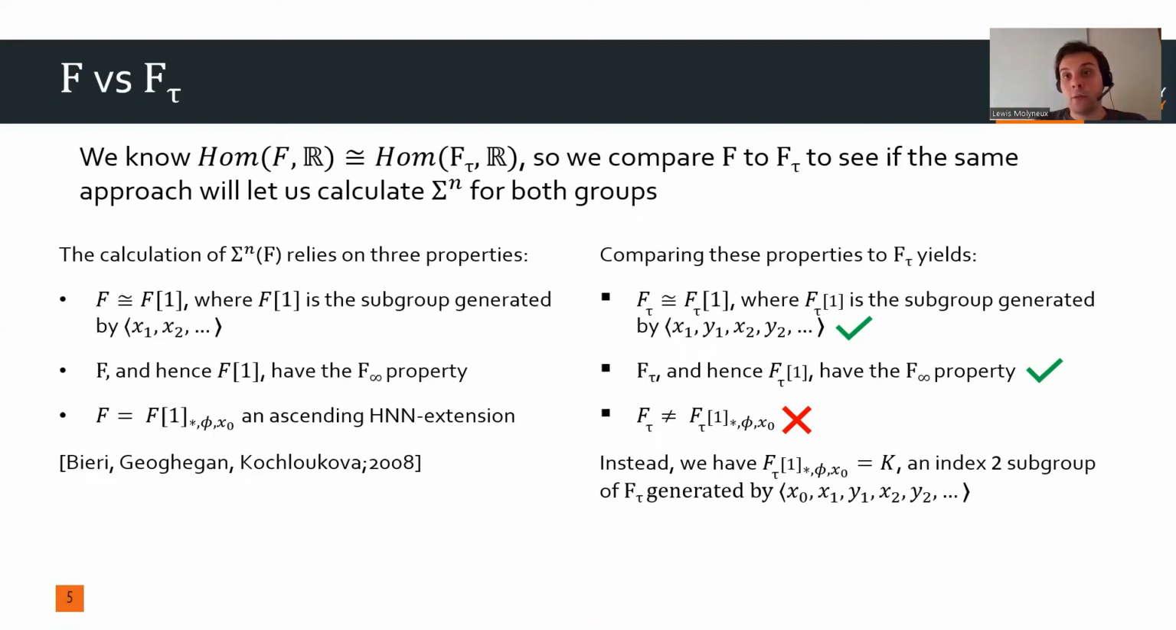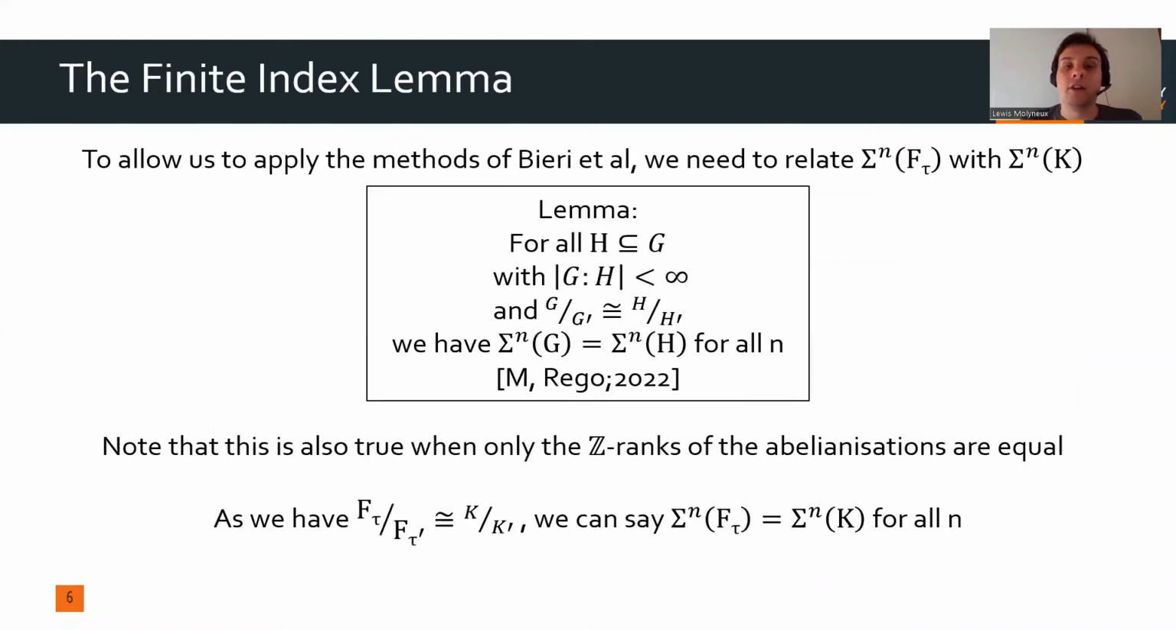So what we needed then was a way to link the sigma invariant of this subgroup K to the sigma invariant of F tau, because this process by Bieri, Geoghegan, and Kochloukova allows us to calculate the sigma invariant for K, but not for F tau, because K is the result of the ascending HNN extension, not F tau. So what my colleague Yuri Santos Rego and I were able to do was to show that if a finite index subgroup has the same abelianization as its parent group, then their sigma invariants have to be the same.